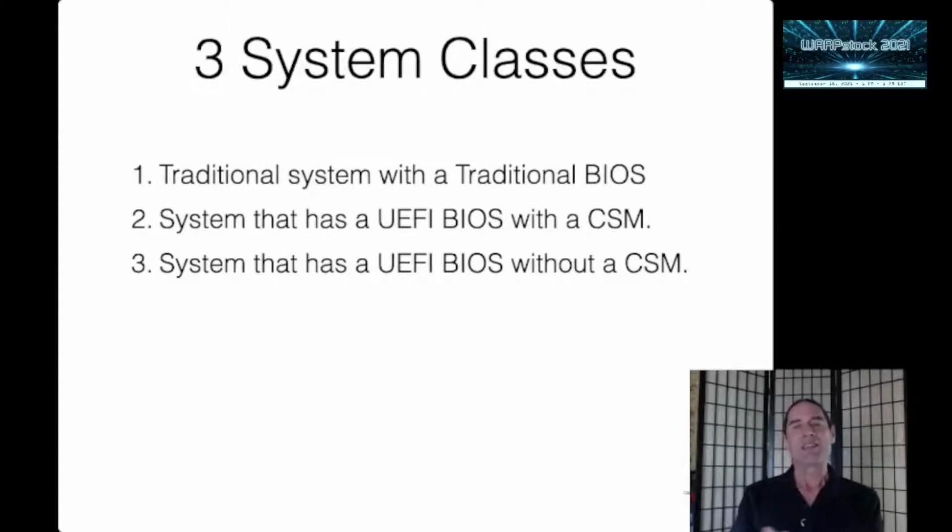Within the x86 architecture, there are three classes of systems that we need to be aware of when choosing a system to run ArcaOS. Each one has its own characteristics and issues. The first is a traditional system with a traditional BIOS. The second is a system that has a UEFI BIOS, but it has a built-in CSM. And the third class is a system that has a UEFI BIOS, but does not have a CSM. I'll explain more about what a CSM is and why it's important a bit later.